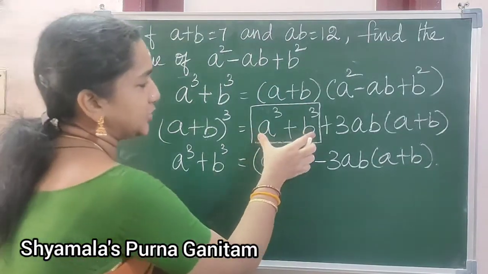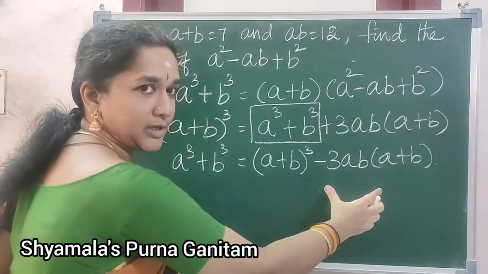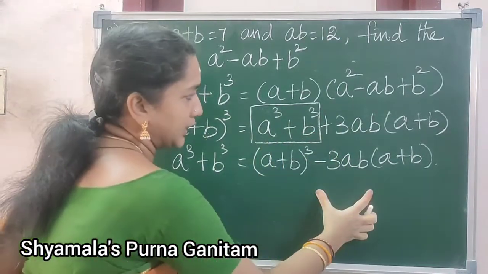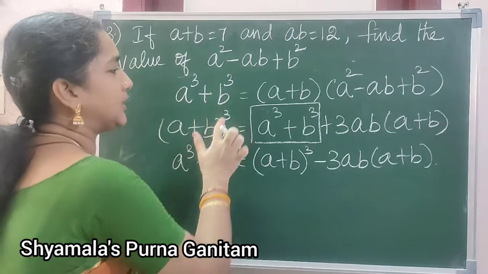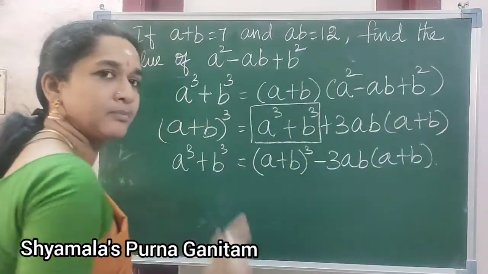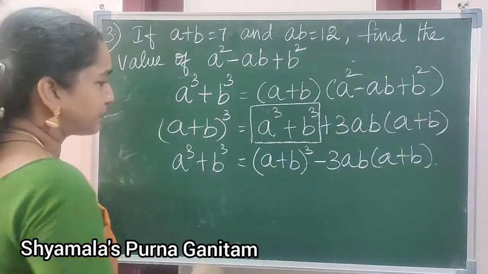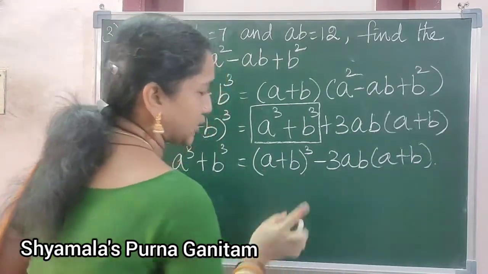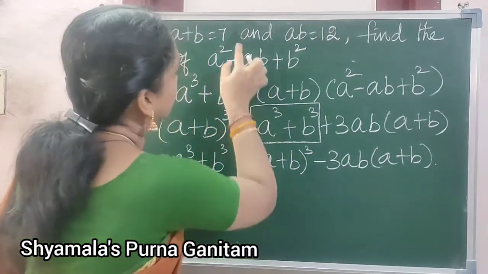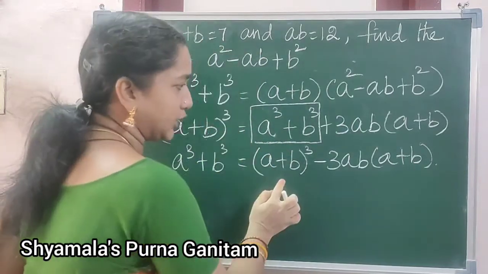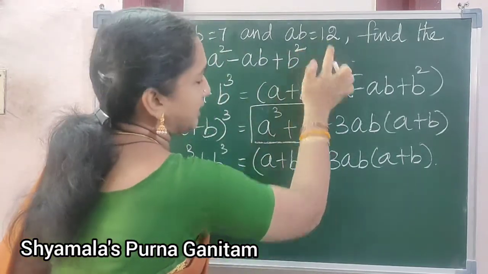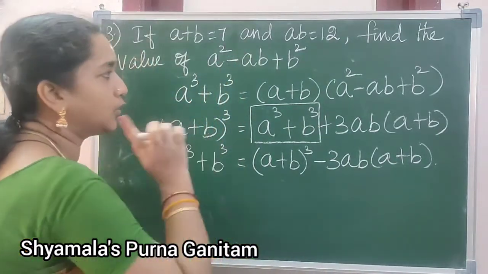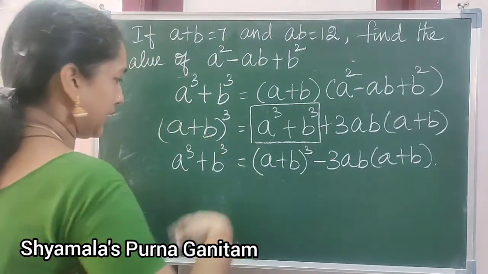Okay, actually this one will be a cube plus b cube. For my convenience I am writing it here. a cube plus b cube is equal to (a plus b) the whole cube minus 3ab into (a plus b). So for this a plus b value you can substitute 7 cube minus 3ab. The ab value is given as 12. You can substitute it and find the value of a cube plus b cube. Okay, shall we do that?